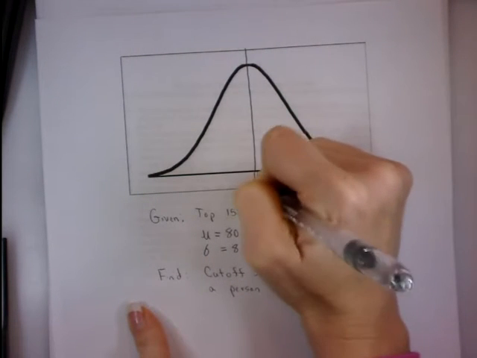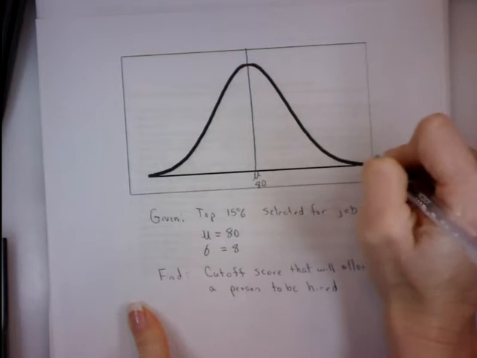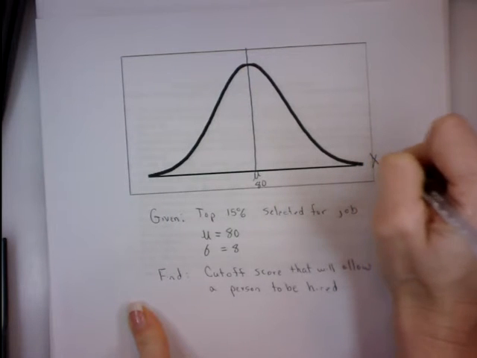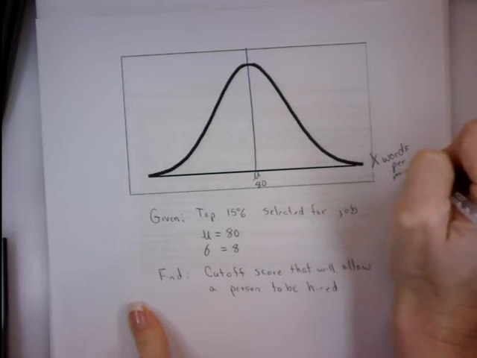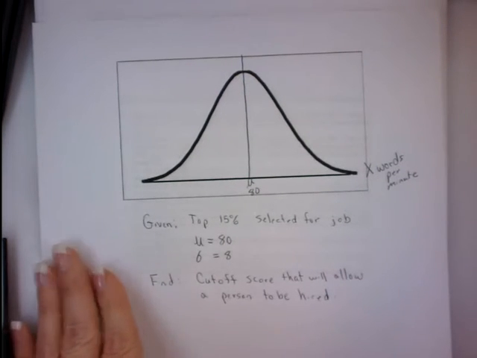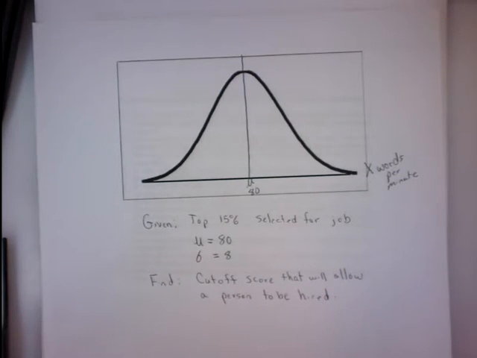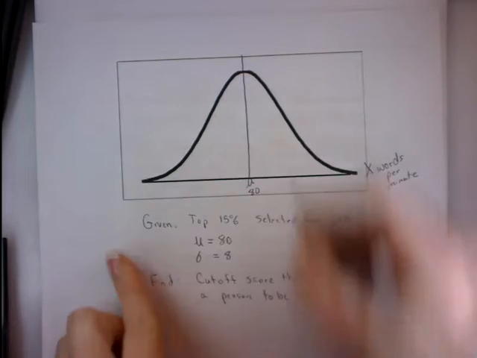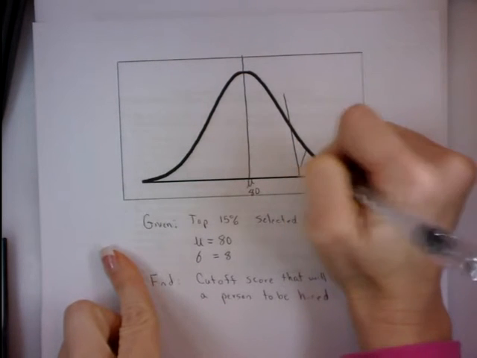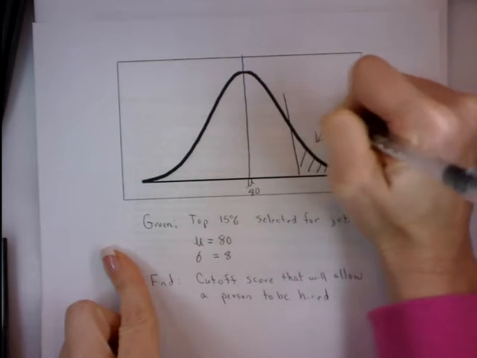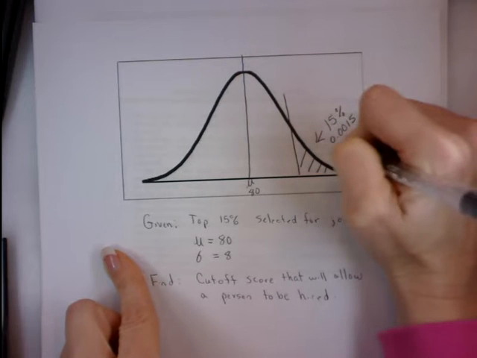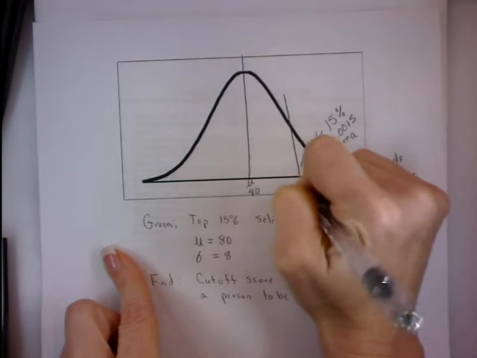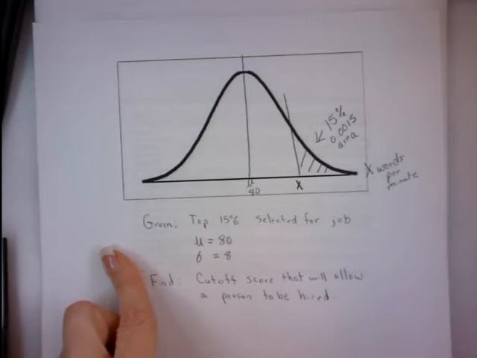So, the mean of 80 words per minute falls at the center. This is the x-axis, which is words per minute. And we want to find the cutoff that designates the top 15%. When it says top, you will shade the right tail. And all of that is 15%, which is .15 area. And this is your unknown x that you're looking for on the x-axis.